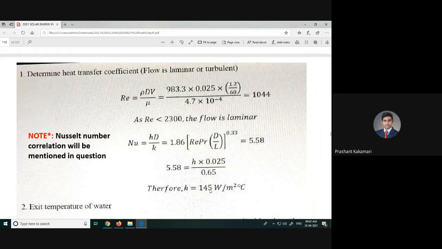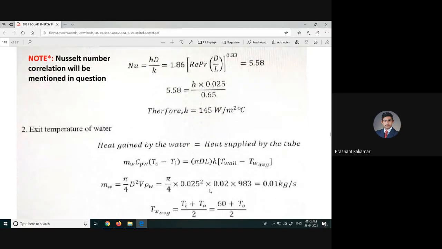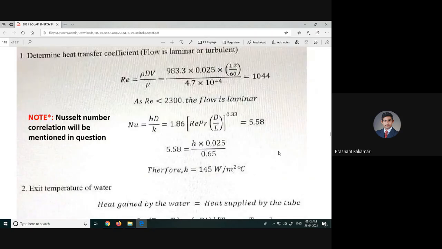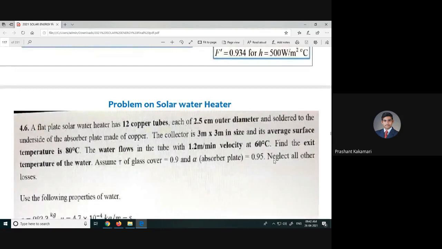Okay, now we have found out the H value. So using this H value or heat transfer by the water, if you know the Q value, I can find out the temperature at the outlet, or the exit temperature of water. One more process is balancing the heats. So heat gained by the water is equal to heat supplied by the tube. So we assume neglecting the losses, neglect all other losses, bottom side loss, top loss of the flat plate collector, and as I told you, resistance between the surfaces or the different materials.